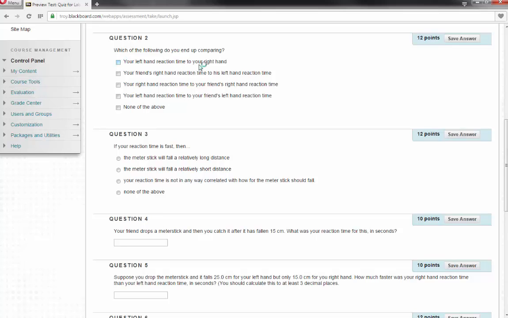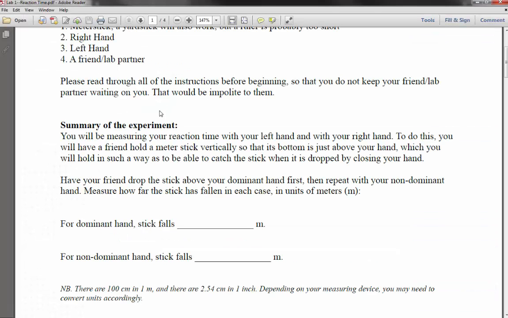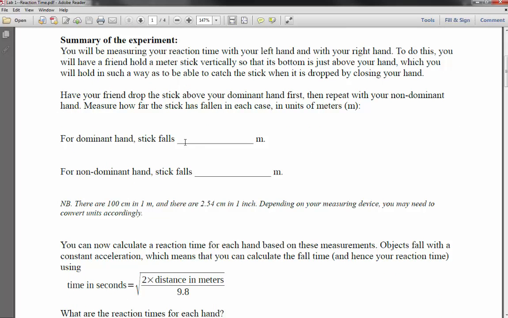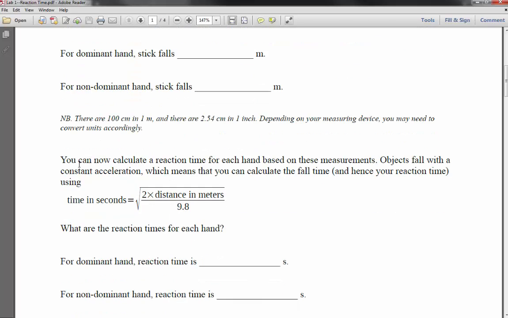But if you look in the options, you'll notice that there's always two things listed in an option. So your left hand reaction time to your right hand reaction time, your friend's right hand to his left hand, your right hand to your friend's right hand, your left hand to your friend's left hand, or none of the above. So just pull open the directions again.